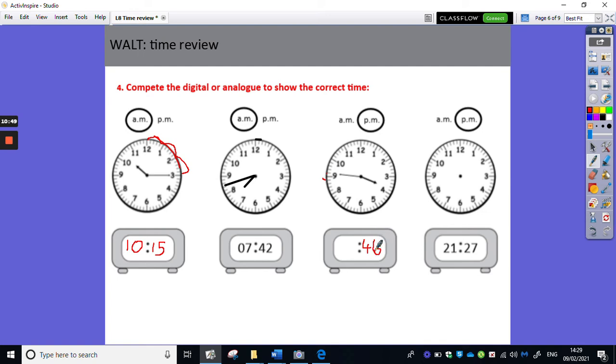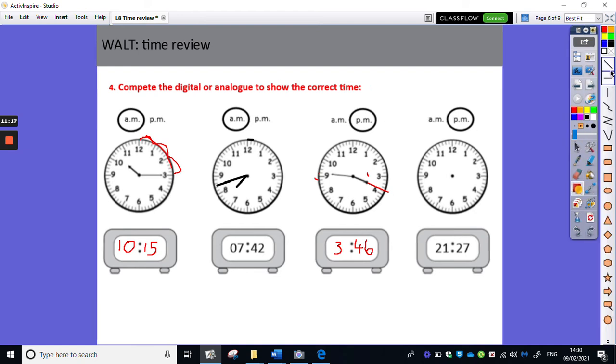Now, this is where we need to be a little bit careful. And remember, it's not 4:46 because it's not at 4 o'clock yet. I can see that that hour hand has not quite got to 4 o'clock. So it's actually 46 minutes past 3. So I should have 3 on this side of my clock. So it's 3:46. So well done if you managed to get that one correct. Okay, let's have a look now at the last one.